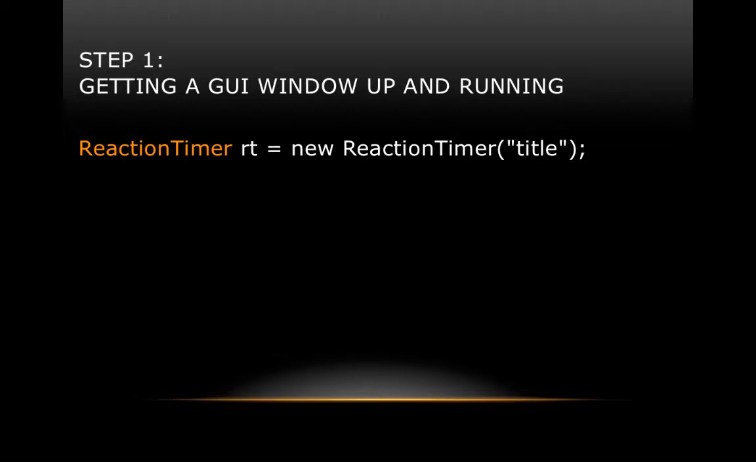We also make a main method which creates an instance of our class which will serve as the window for our application. We declare a ReactionTimer called RT. New instantiates the ReactionTimer, and we pass in the label for the window as a parameter. Once this is done, you will have an empty shell of an application from which to add more functionality.